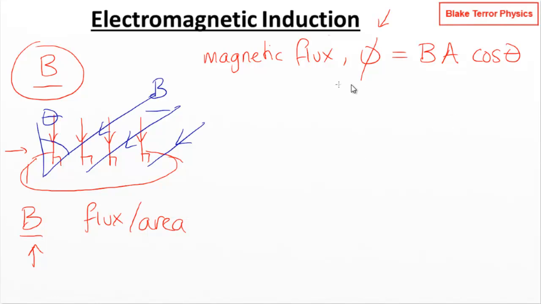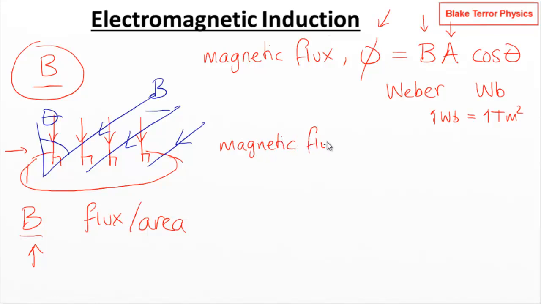The units of this are Webers, which is represented by Wb, capital W, lowercase b. And we can see from this formula here that 1 Weber is equal to 1 Tesla meter squared, because we've got Teslas for the magnetic flux density, and then we've got meters squared for our area. The reason that the magnetic flux is important is we then move on to a new term again called magnetic flux linkage.